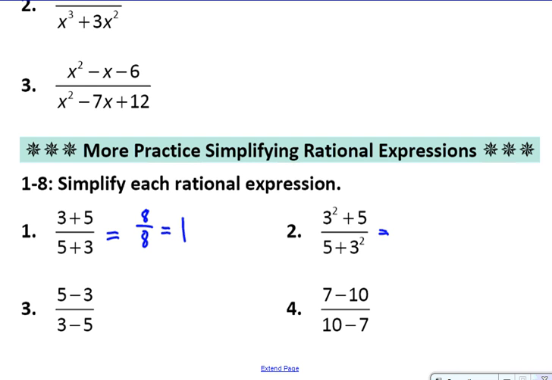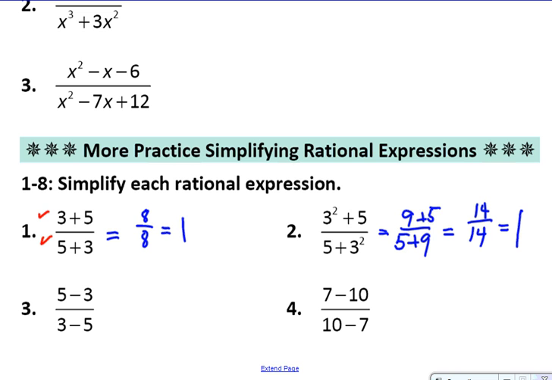2 is going to be 3 squared is 9 plus 5 over 5 plus 9. Add the numerator, 14, add the denominator, 14, and 14 divided by 14 is 1. Notice the pattern in those. The numerator and denominator have the same two numbers, but in a different order. So it appears that the order of an addition doesn't make any difference. A 3 plus 5 and a 5 plus 3 will cancel each other.